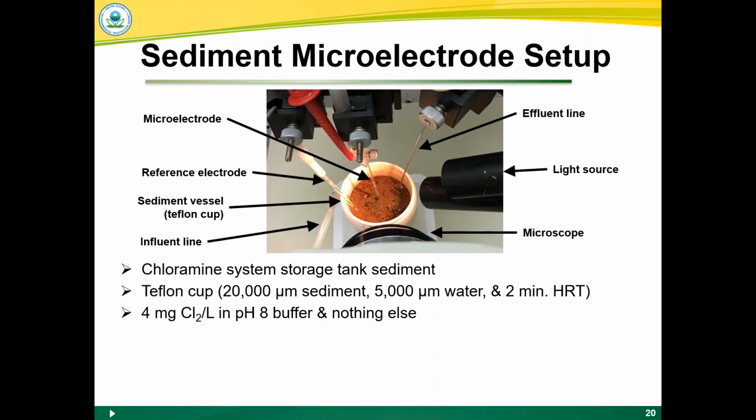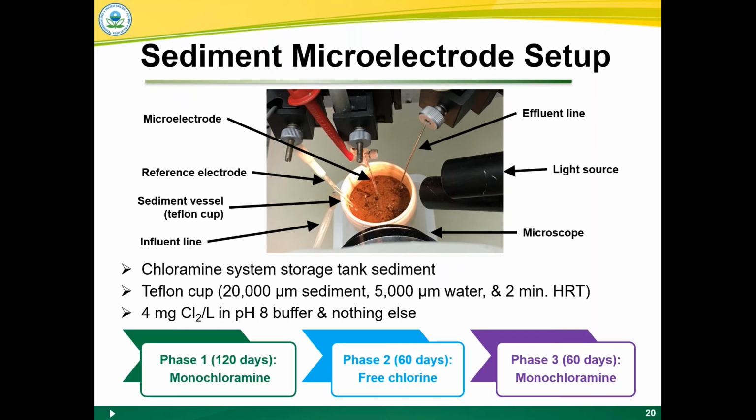With the sediment, we got it from a distribution system storage tank. We put about 20 centimeters of the sediment into a Teflon cup, put about 5 centimeters of water over it, and changed out that water quickly so we maintained a constant concentration of 4 milligrams per liter of either free chlorine or monochloramine, depending on what we were feeding, over the entire study. We exposed this sediment to 120 days of monochloramine, followed by 60 days of free chlorine and 60 days of monochloramine.